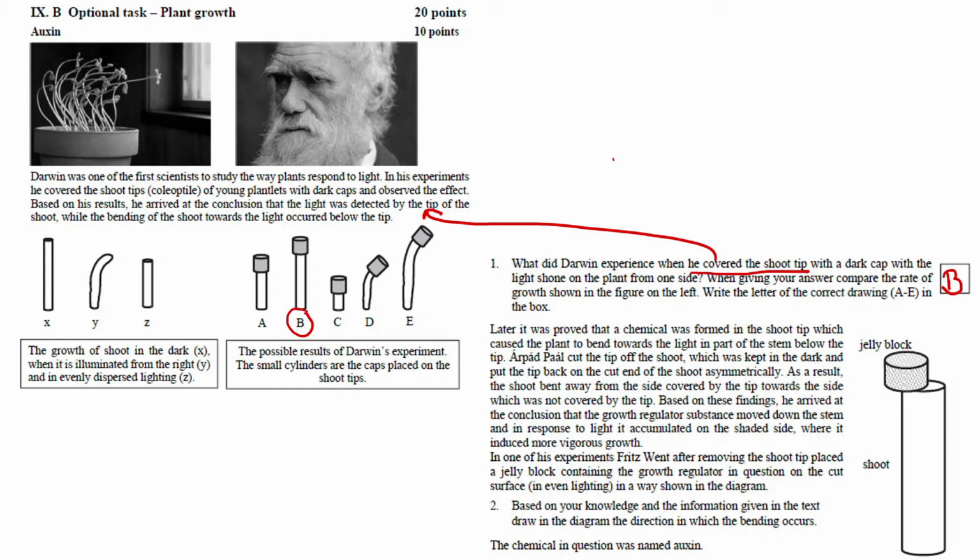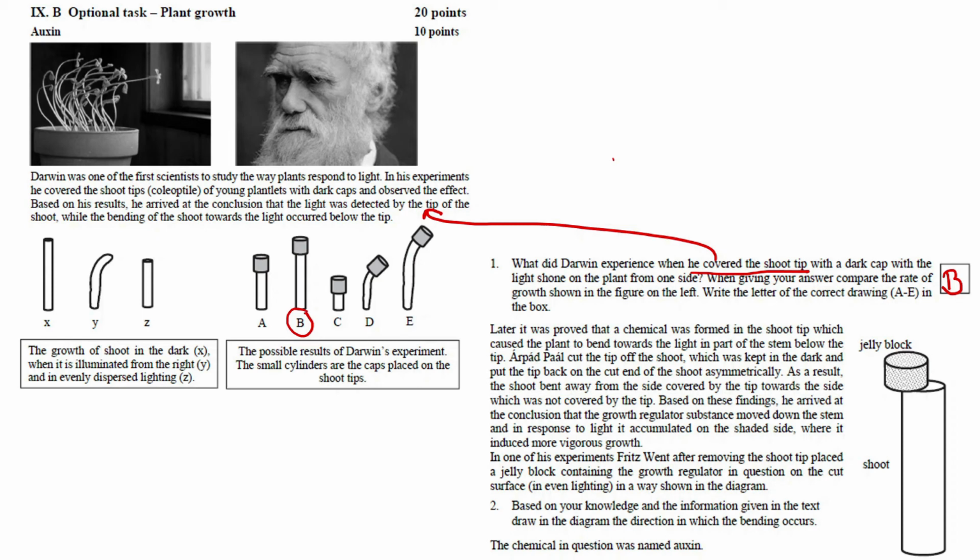Later it was proved that a chemical was formed in the shoot tip which caused the plant to bend towards the light in part of the stem below the tip. Árpád Pál cut the tip of the shoot, which was kept in the dark, and put the tip back on the cut end of the shoot asymmetrically. As a result, the shoot bent away from the side covered by the tip towards the side which was not covered by the tip. Based on these findings, he arrived at the conclusion that the growth regulator substance moved down the stem, and in response to light it accumulated on the shaded side, where it induced more vigorous growth.